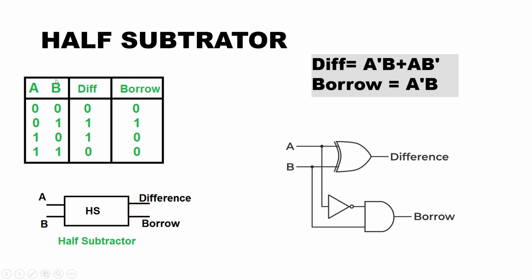In the half subtractor there are two inputs A and B and two outputs, difference and borrow. The equation for difference is A naught B plus A B naught, which is A XOR B, and the equation for the borrow is A naught and B. Here is the circuit diagram for the half subtractor.